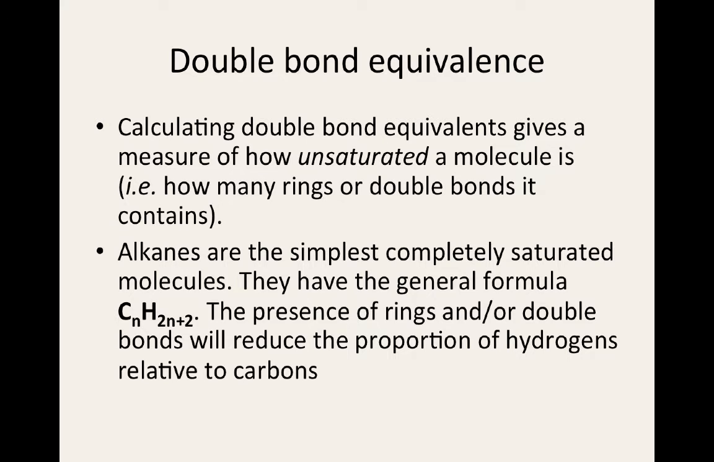To work out the degree of unsaturation of a compound, we need to compare it to its corresponding fully saturated version, in other words, its corresponding alkane. Alkanes are the simplest fully saturated molecules, and they have the general formula of CnH2n+2. The presence of rings or double bonds in a molecule will reduce the proportion of hydrogen atoms relative to carbons compared with the corresponding alkane.